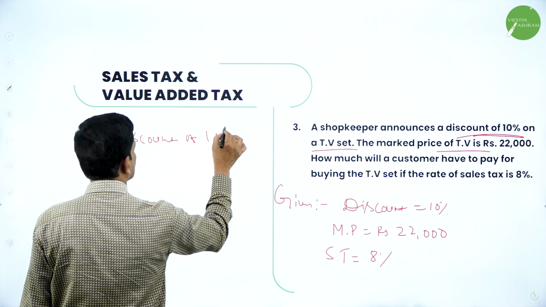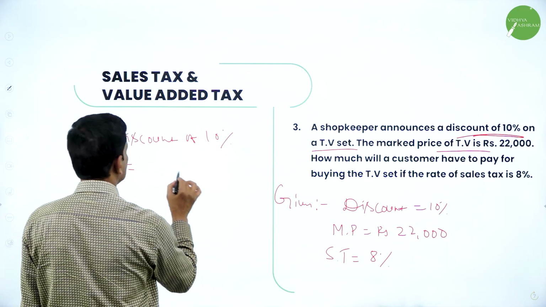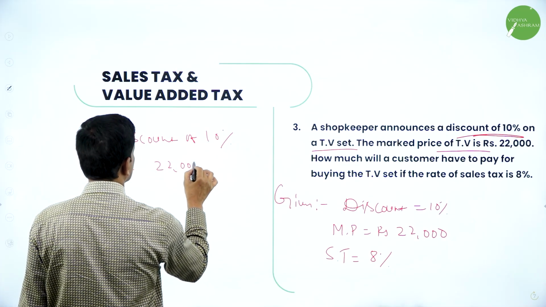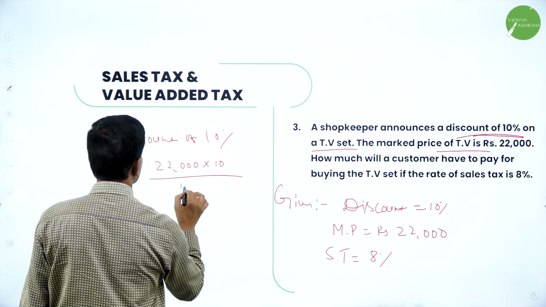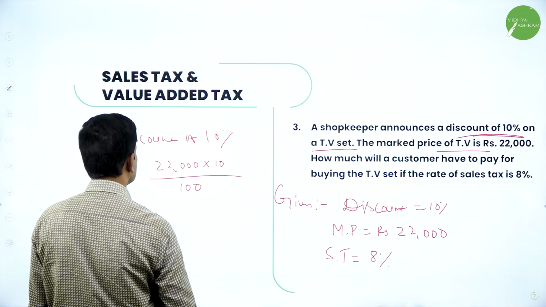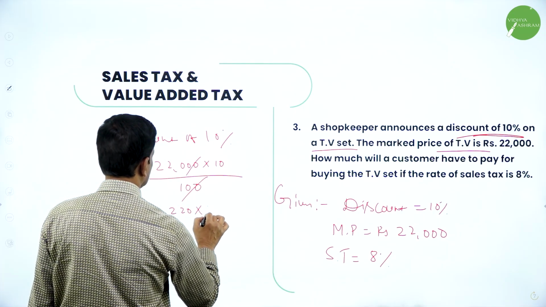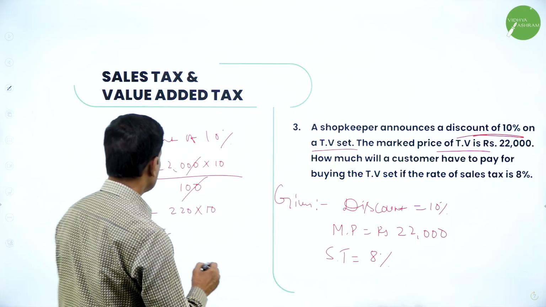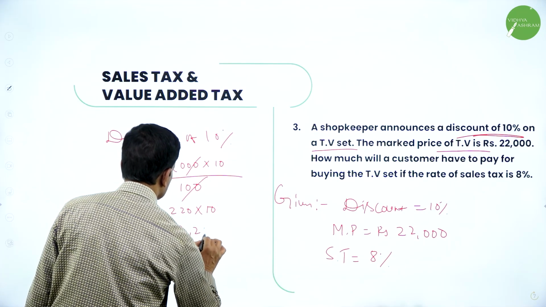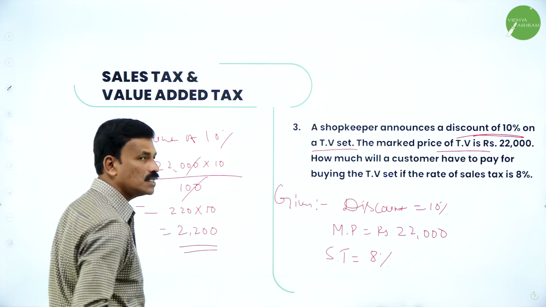Now just find out the discount. Discount of 10% is equal to 22,000 into 10 divided by 100. What is this equal to? These two zeros get cancelled. 220 into 10 is equal to 2,200. So 2,200 is the discount.